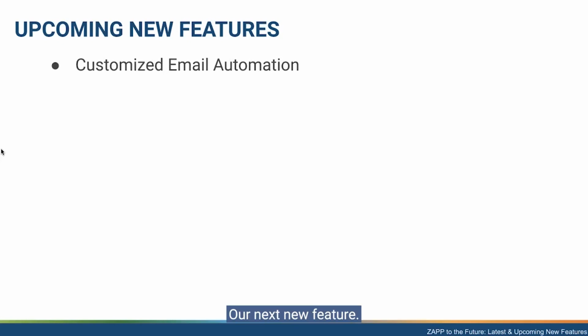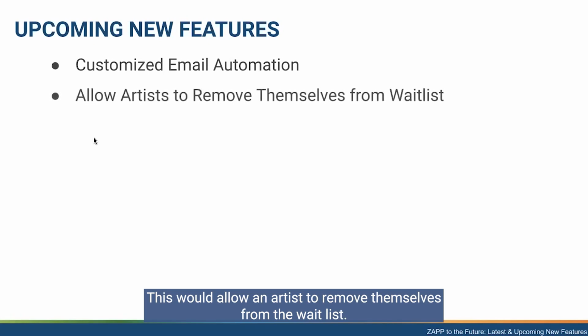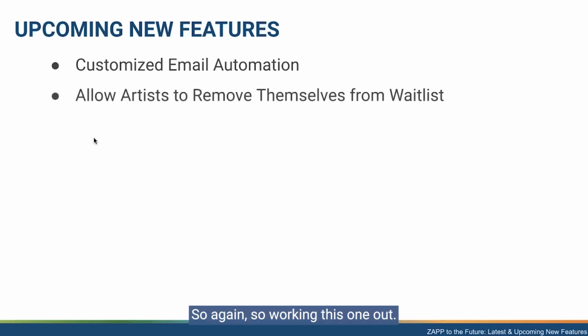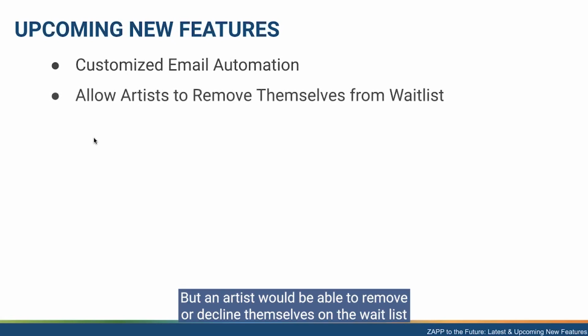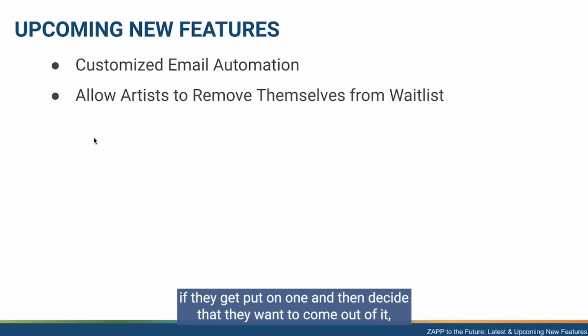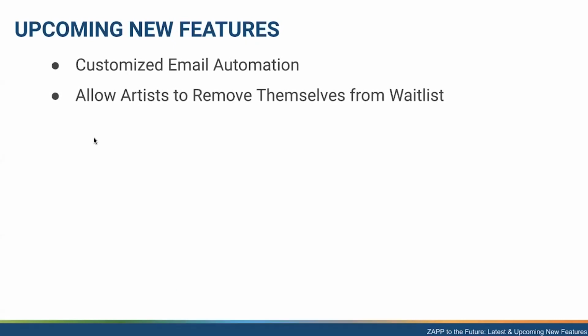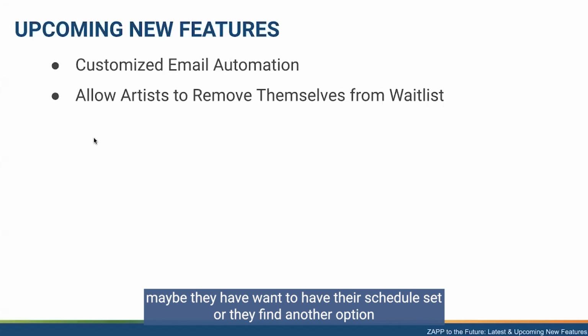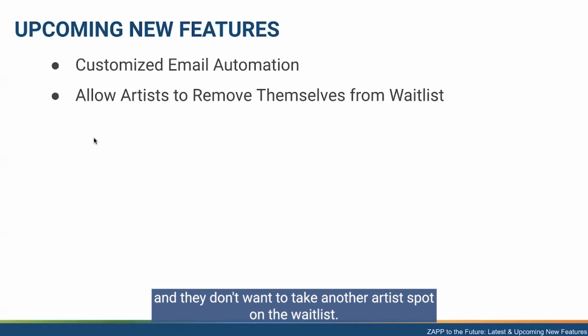Our next new feature would allow an artist to remove themselves from the waitlist. So again, still working this one out, but an artist would be able to remove or decline themselves on the waitlist for an event if they get put on one and then decide that they want to come off of it. Maybe they want to have their schedule set, or they found another option and they don't want to take another artist's spot on the waitlist.